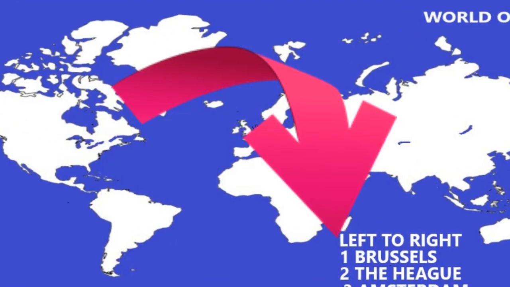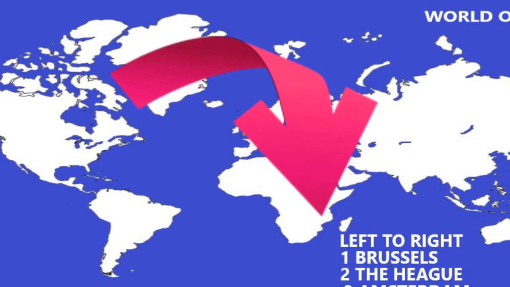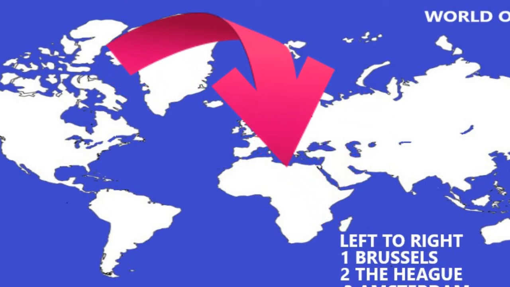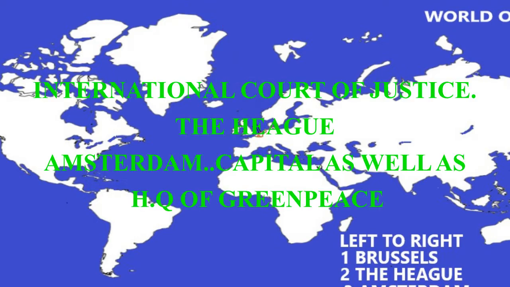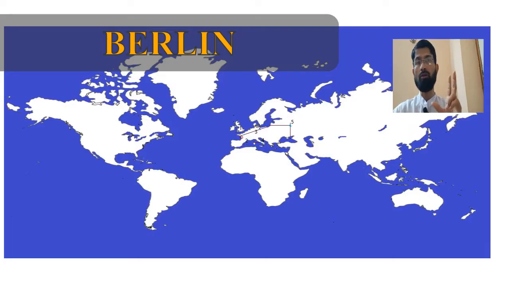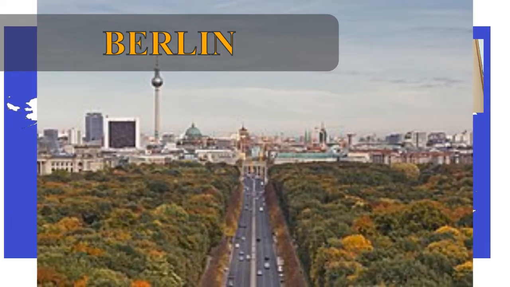Okay, next we go to two other places. In the Netherlands' case you need to keep two particular places in mind. One is The Hague, the next one is Amsterdam. The Hague is the headquarters of the International Court of Justice, and the next one, Amsterdam, is the capital as well as the headquarters of Greenpeace.